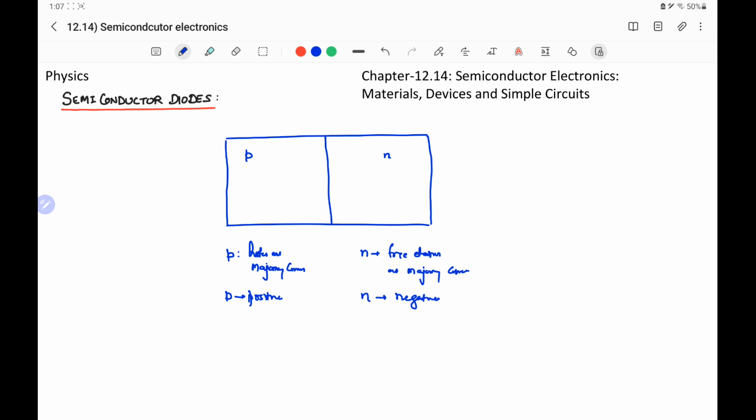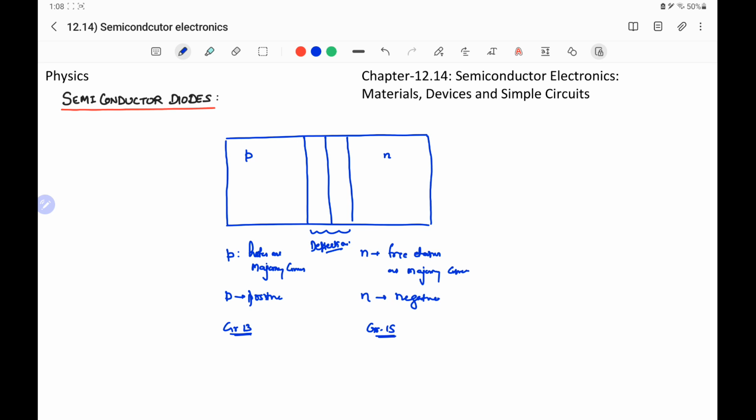This P region is created by adding group 13 impurities into the pure semiconductor like silicon and germanium. Similarly, N region is created by adding group 15 impurities in the semiconductor. At the junction, a region is created that is called the depletion region. It means in this region, there is no charge carrier which is free to move. That means it lacks mobile charge carriers like free electrons or holes.